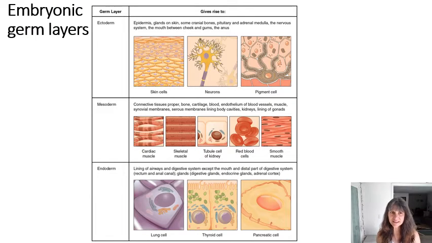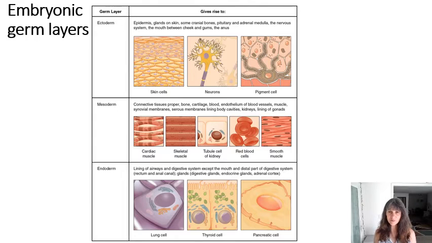In this slide, we can see the three embryonic germ layers and other structures into which those germ layers will differentiate. For instance, the ectoderm gives rise to the epidermis as well as glands on the skin. It also will differentiate into some of the cranial bones, the pituitary gland, the adrenal medulla, which is the inner portion of the adrenal gland, the nervous system, and the mouth between the cheek and gums, as well as the anus.